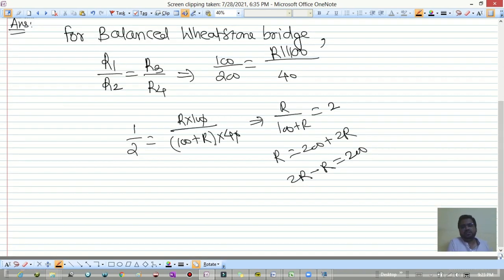Just a minute, I think we made a mistake somewhere. Yeah, so see here, this is 2, this is 10. 10R is equal to this one, so this is 10R. So it is 10R minus 2R, so it is 8R is equal to 200. R is equal to what? 8 2s are 16, 4 8 5s are 25 ohm.